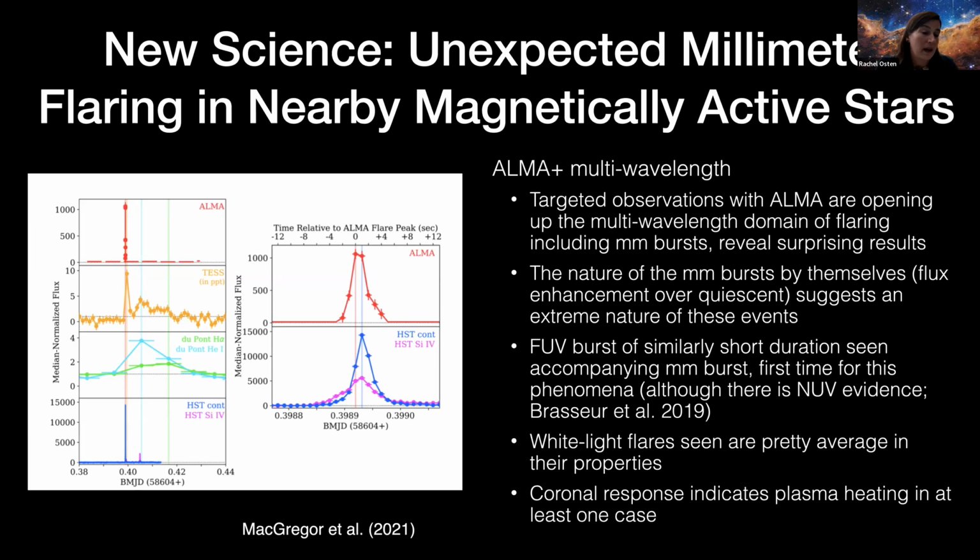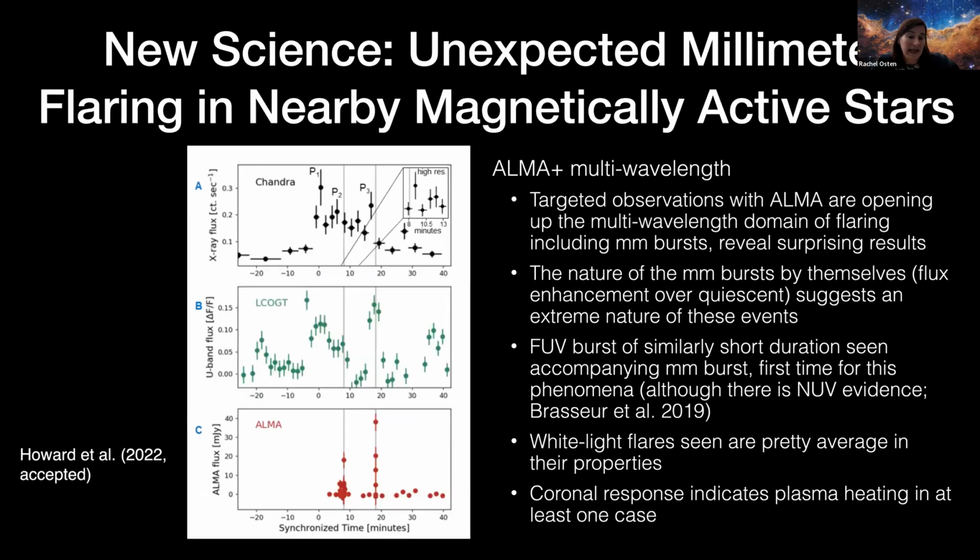This one, a multi-wavelength campaign on Proxima, showed that there was an FUV burst of similarly short duration. That's the first time for this phenomenon, although there is NUV evidence, as I was alluding to previously. This is the same target, so it's Proxima, but different multi-wavelength data. And you can see there does appear to be an X-ray response to these.